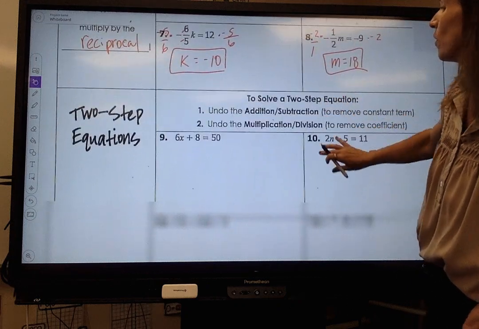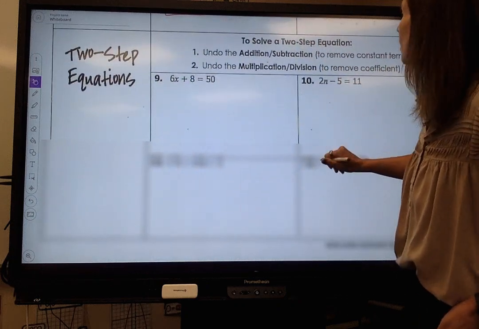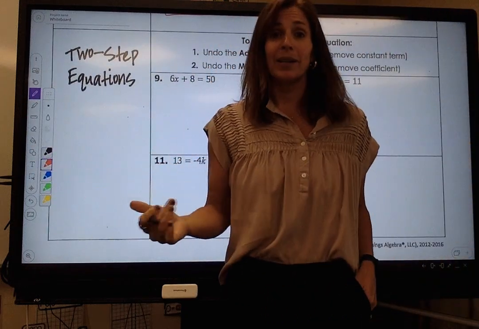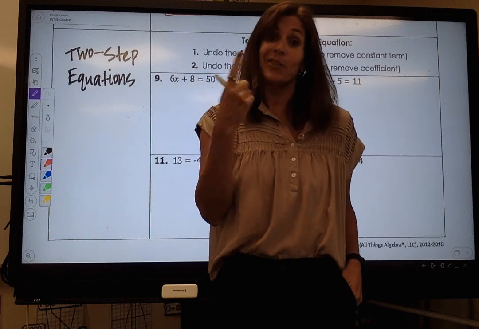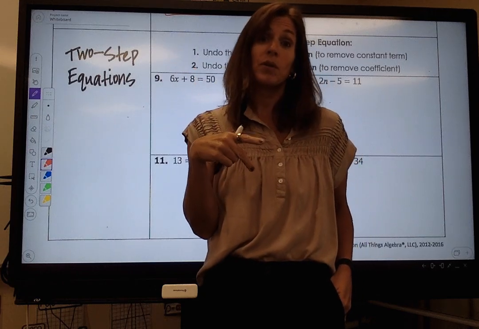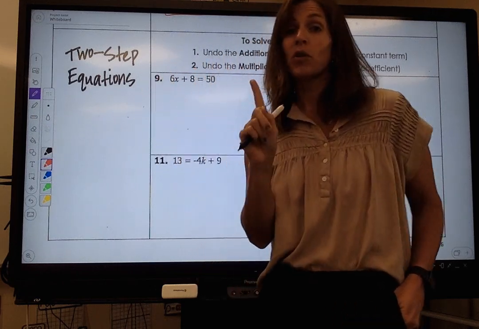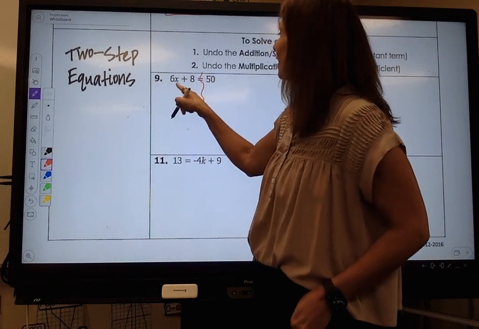Two-step equations, which I know you have done, is exactly what it is. It's 2 steps, and it's either multiplicative inverse or additive inverse. That's it. Remember, your goal is to always get x by itself.